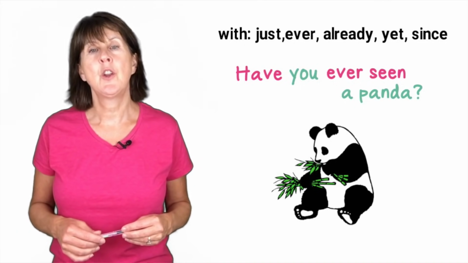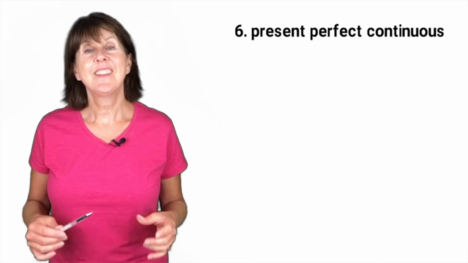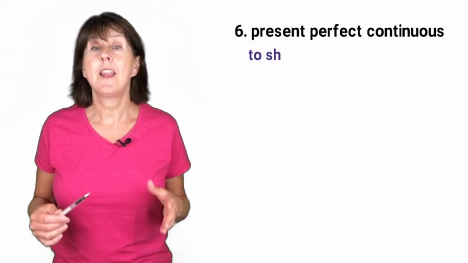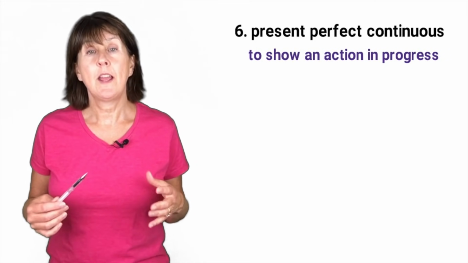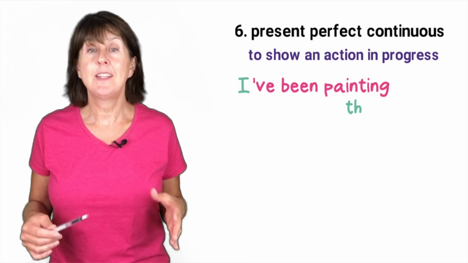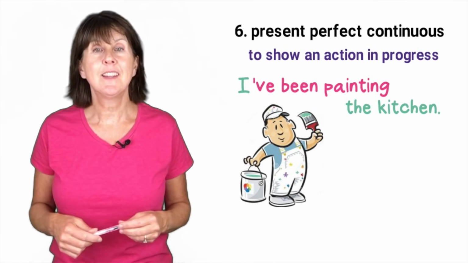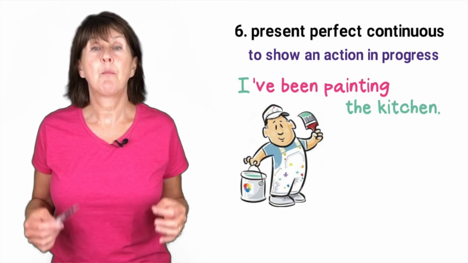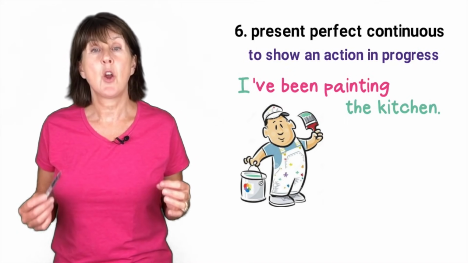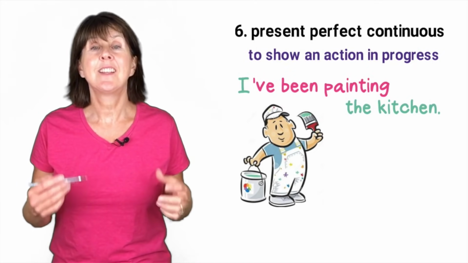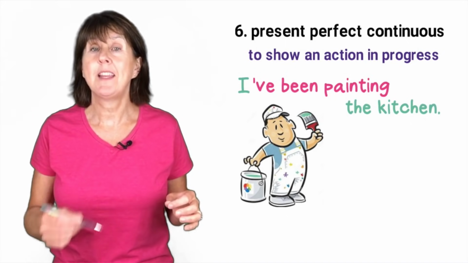Now, moving on to the present perfect continuous. This tense is used to show an action in progress. So in this example, we've got, I've been painting the kitchen. This is why you can see I'm covered in paint. Here we use the present perfect continuous when we want to focus on the activity that is unfinished, and the focus here is on the action of painting.